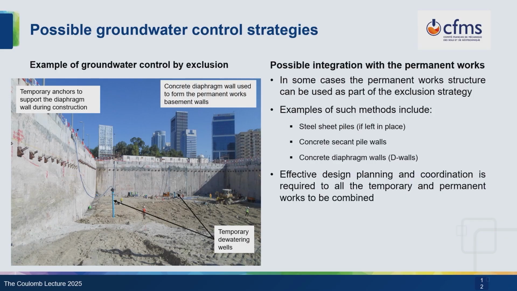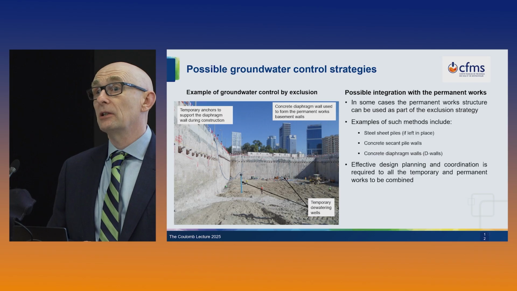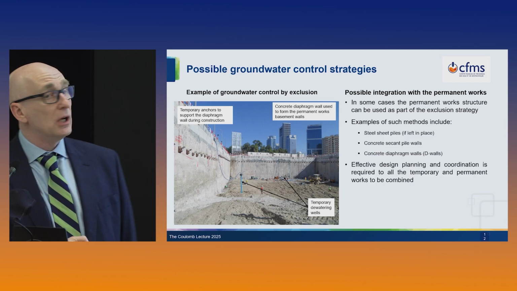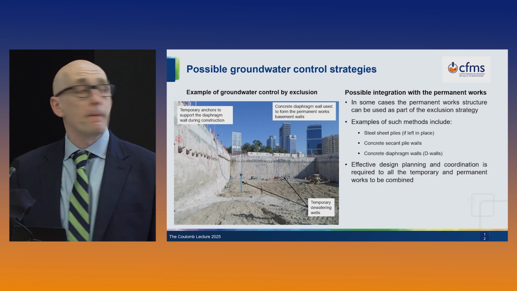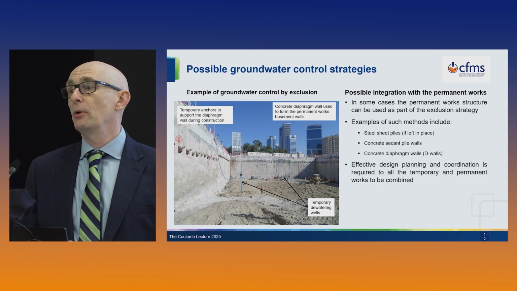This is a picture of a project in the Middle East. It's a deep basement car park. In this case, the permanent work structure of the basement is formed of concrete diaphragm walls, and that's been used as part of the exclusion strategy. We have some blue vertical pipes, which are the pumped wells that are dealing with the water on the inside. This highlights that for the exclusion strategy, sometimes you can integrate this with the permanent works.